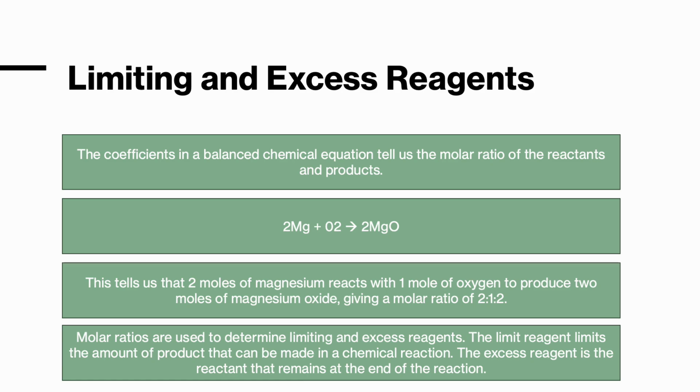Molar ratios are used to determine limiting and excess reagents. The limiting reagent or reactant limits the amount of product that can be made in the chemical reaction, and the excess reagent is a reactant that remains at the end of the reaction.